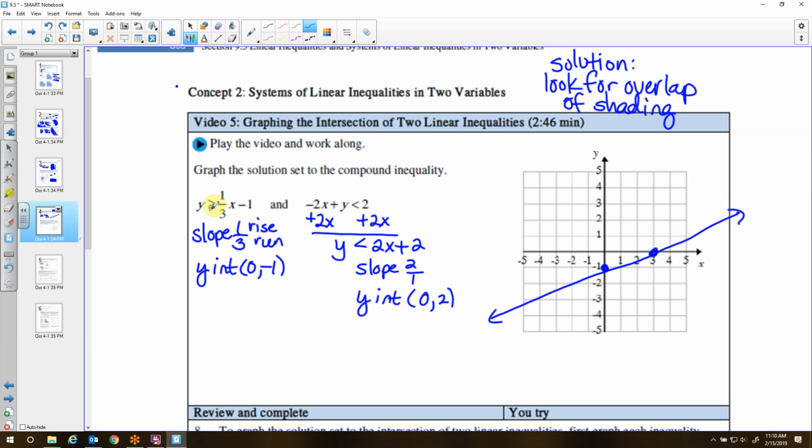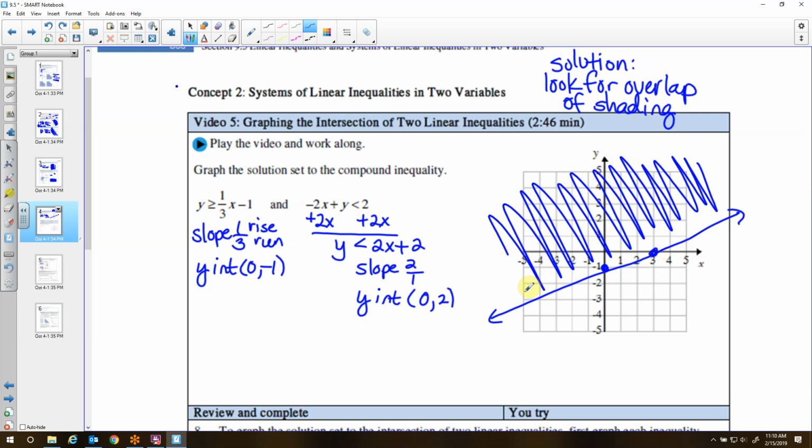And I'm going to use my shortcut. It was solved for y. Greater than means shade above. So I'm going to shade above on this line.